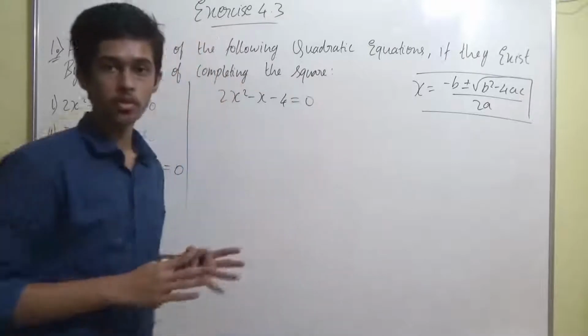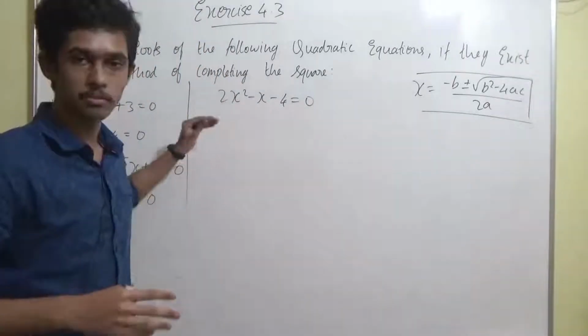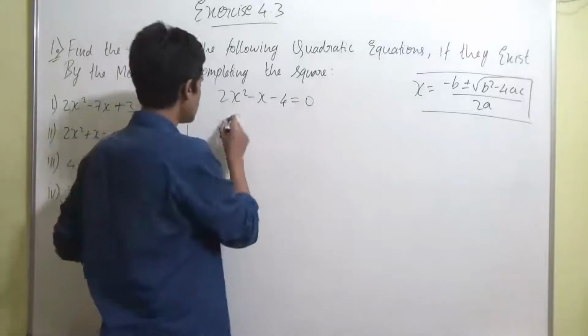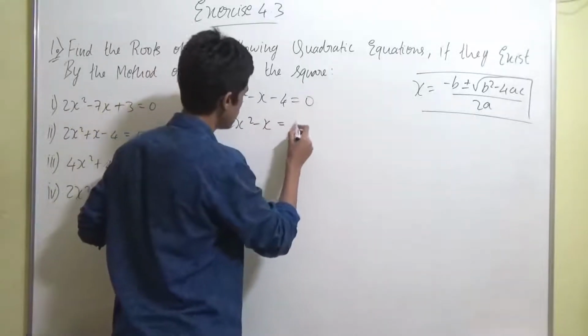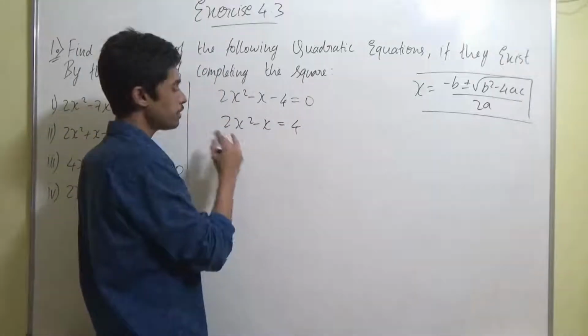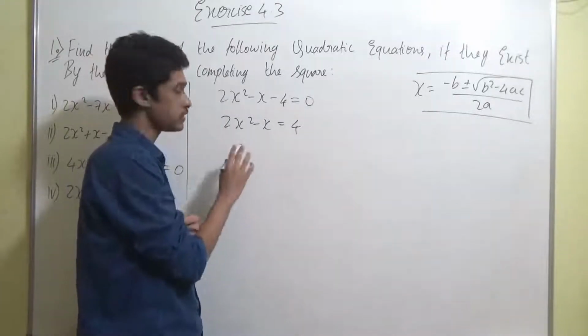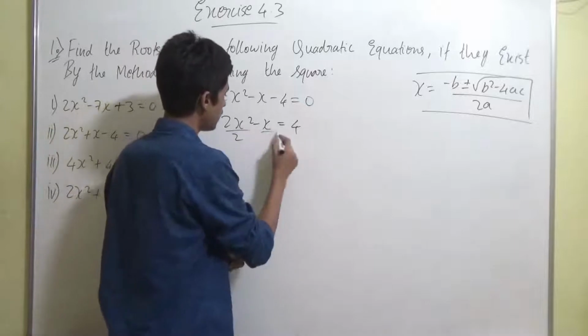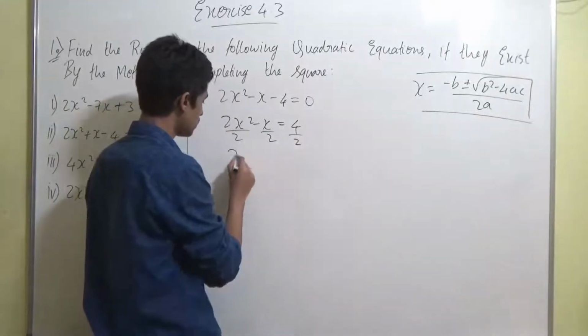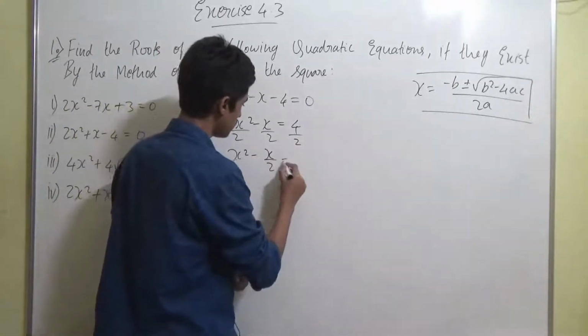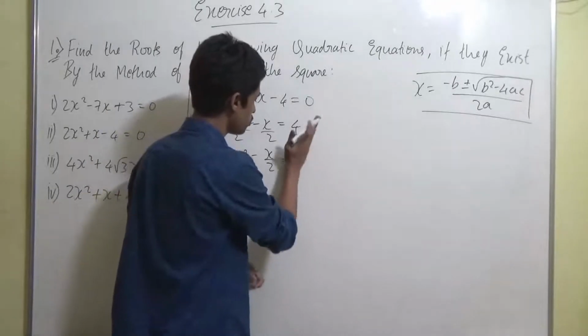Okay guys, now what we have to do first, we have to take all the x terms one side and all the number terms towards RHS. It becomes equal to 4, and then we have to divide the entire equation by 2 because we want only x square, we don't want any coefficient to x square. So we'll divide with 2. This becomes x square minus x by 2 equal to 4 by 2, nothing but equal to 2.